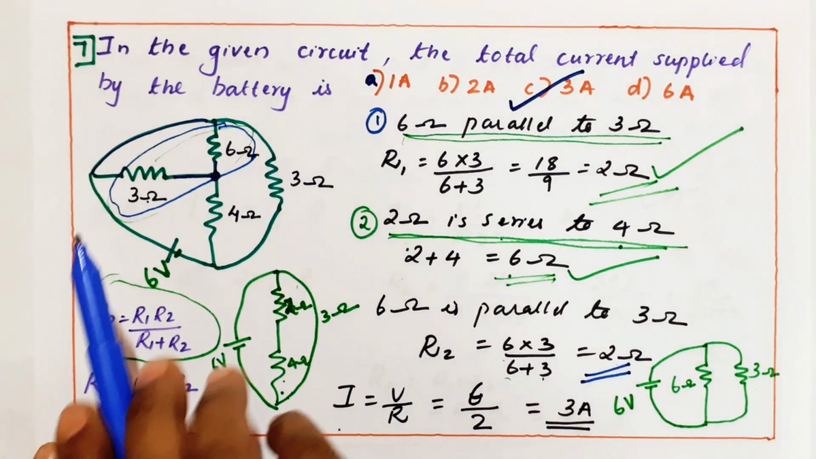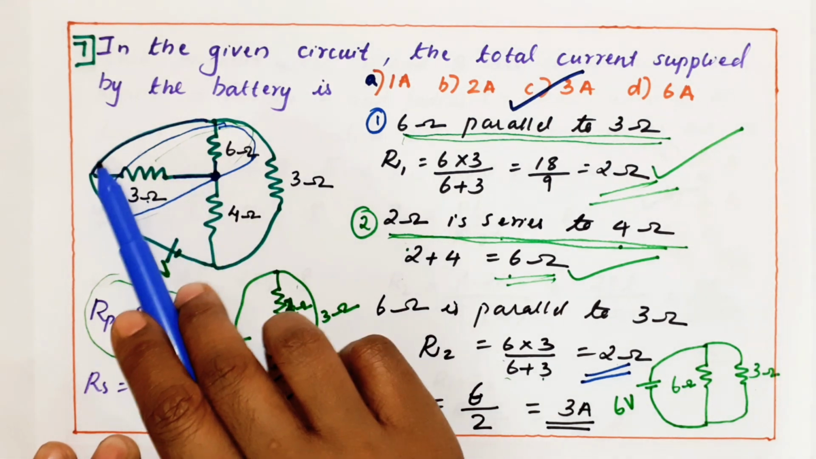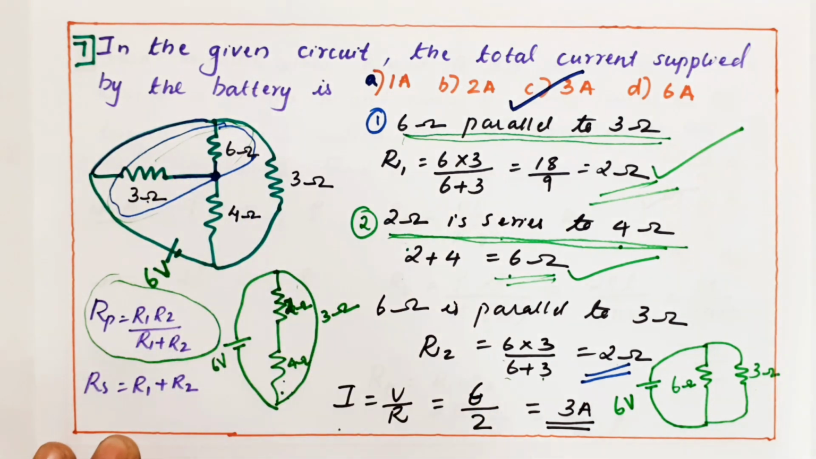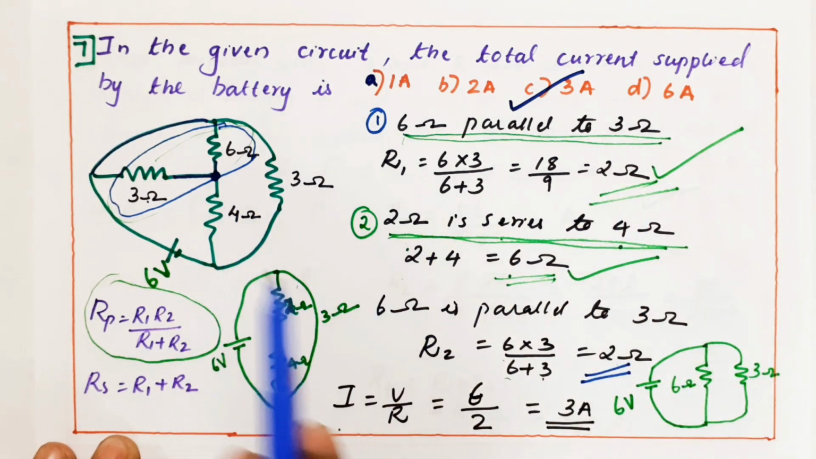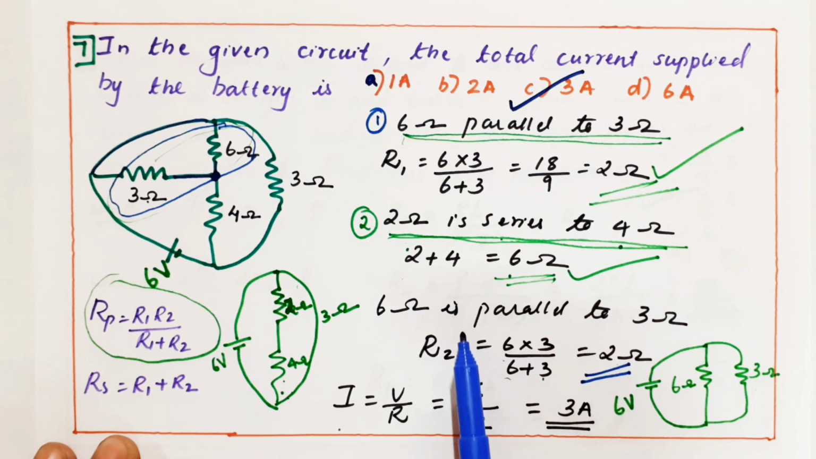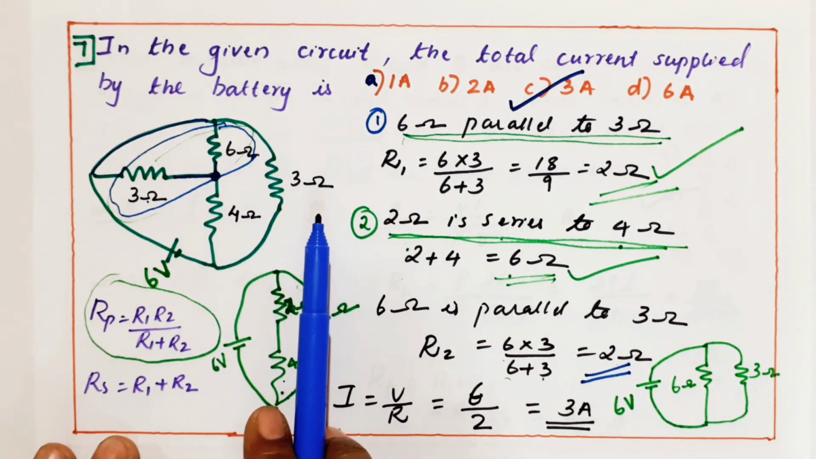I repeat this diagram. Here it is 6 volt. These two are the same points only, so 3 ohm and 6 ohm are connected in parallel. So we get a resistance of 2 ohm. And 2 ohm and 4 ohm are connected in series, so it is 6 ohm. Then that 6 ohm and this 3 ohm are connected in parallel.